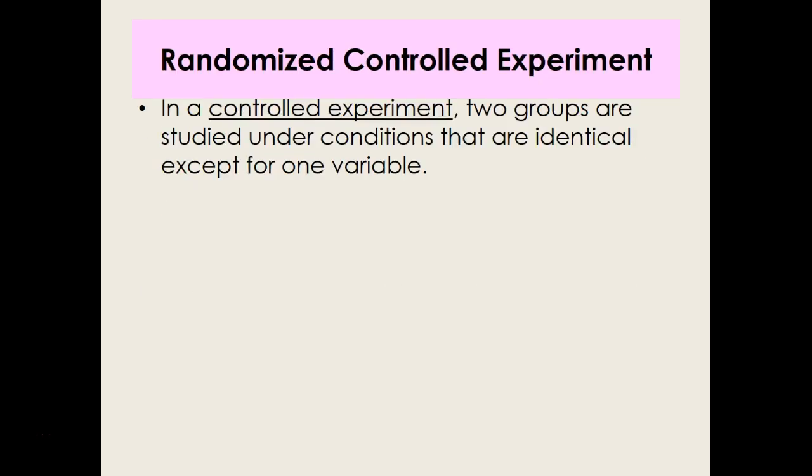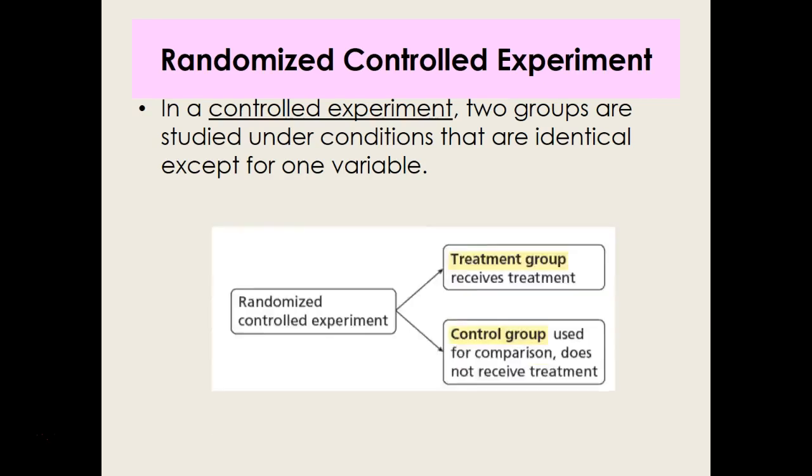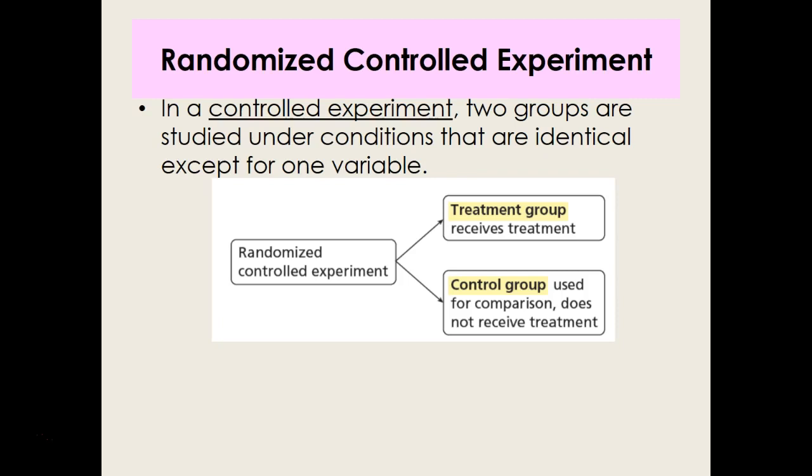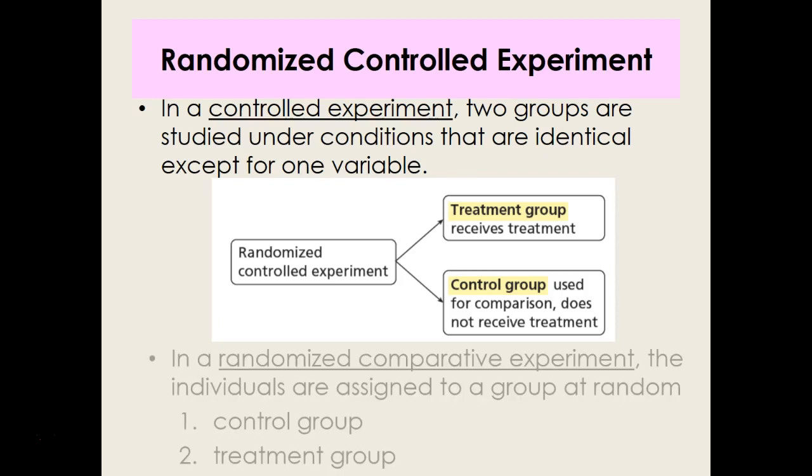In a controlled experiment, 2 groups are studied under conditions that are identical except for the one variable that you are studying. Randomized controlled experiments are going to have random allocation, which means that you have a pool of individuals in the experiment, and you're going to randomly allocate half of them to the treatment group to get the treatment, and half of them are going to be randomly allocated to the control group to get the non-treatment in order to have a comparison.